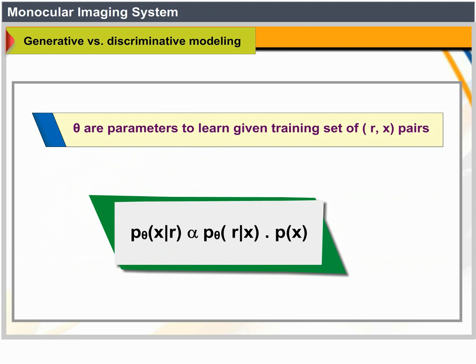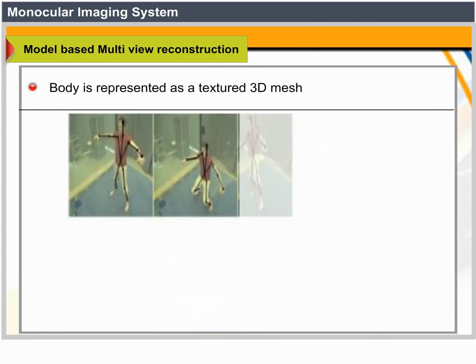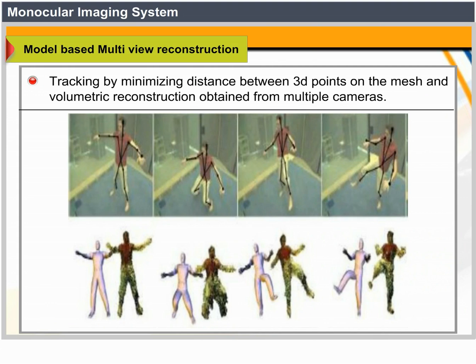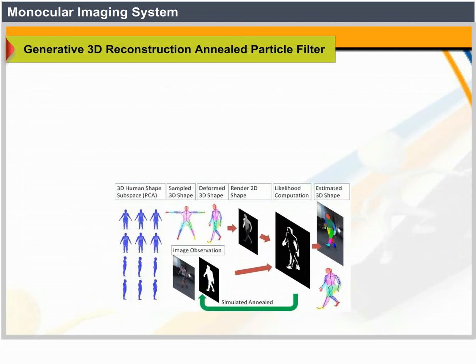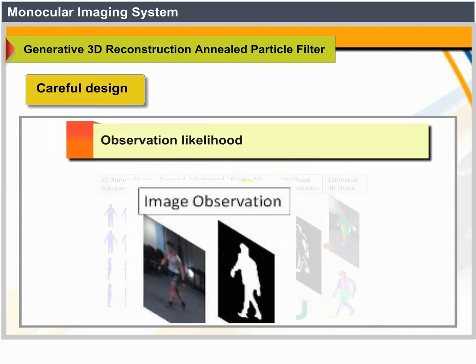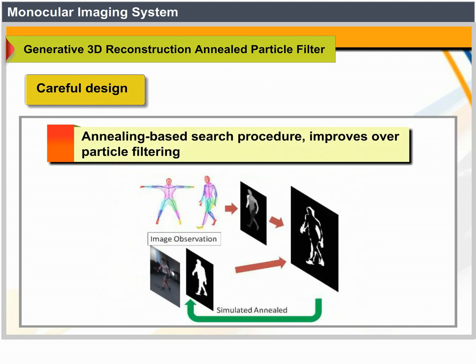Model-based multi-view reconstruction. Body represented as a textured 3D mesh. Tracking by minimizing distance between 3D points on the mesh and volumetric reconstruction obtained from multiple cameras. Generative 3D reconstruction, annealed particle filter. Careful design. Dynamics. Observation likelihood. Annealing-based search procedure improves over particle filtering.